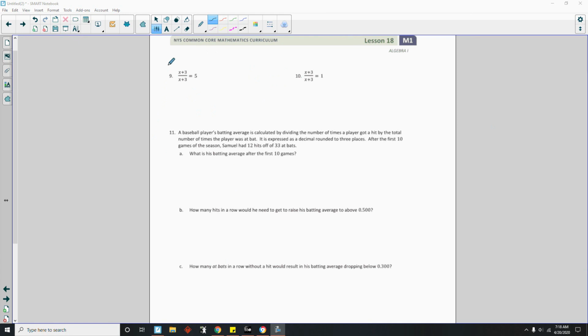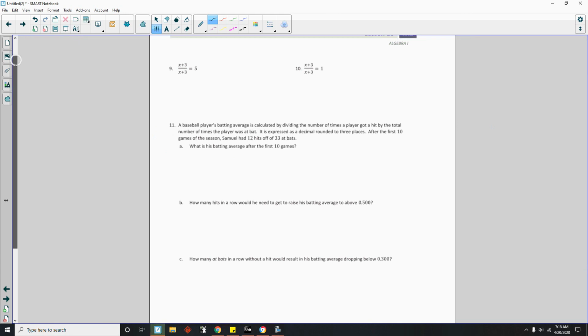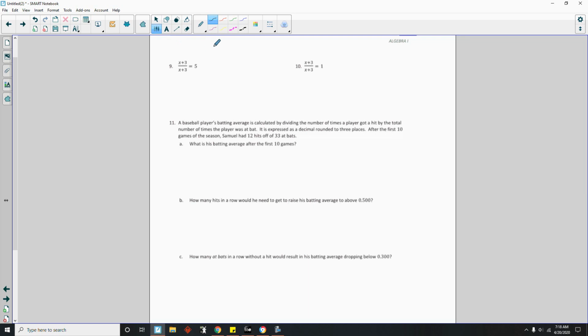Okay, page 4 brings us to number 9. Let me just move this up a little bit. So my compound here would be x plus 3 over x plus 3 equals 5, and x cannot equal, what makes that 0? -3. Okay, now let's solve this thing. x plus 3 over x plus 3 equals 5 over 1. Cross multiply.